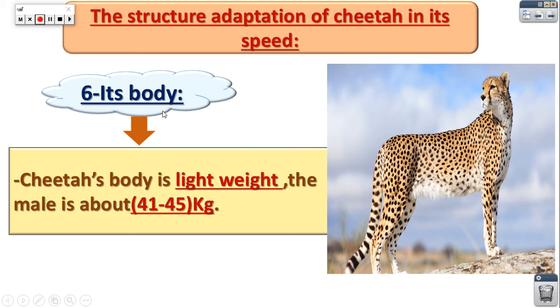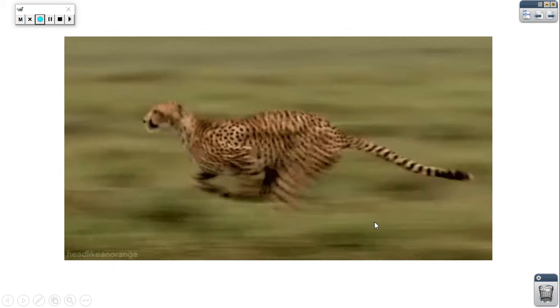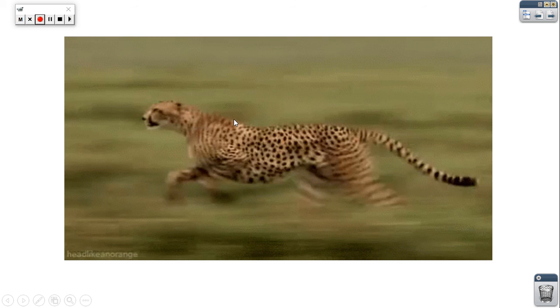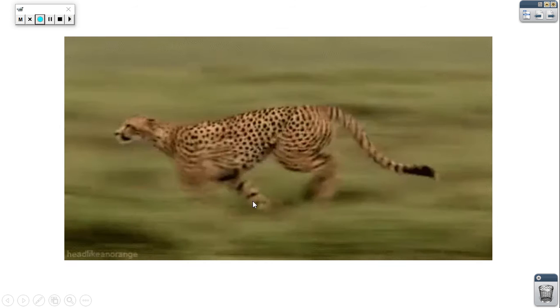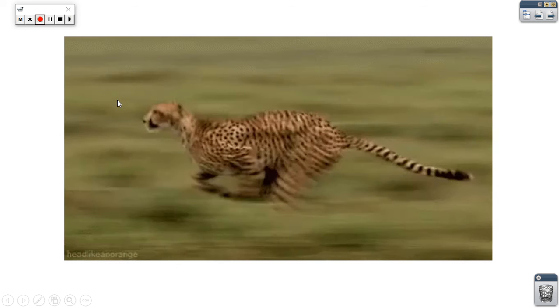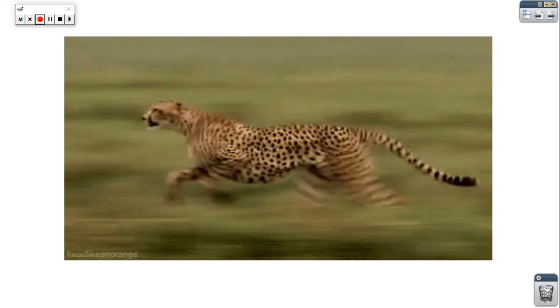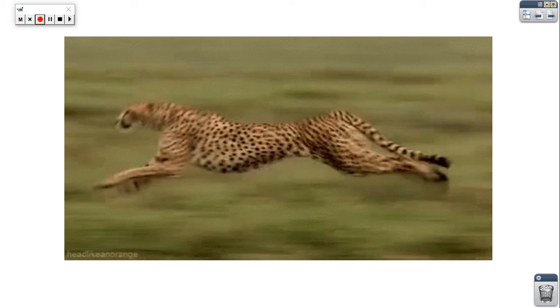Number 6, its body. The cheetah's body is light, it has a light weight. It's not heavy, so its speed will be faster. The male weight is about 41 to 45 kilograms. So the cheetah's body is not heavy, it's light, so it will help him to move faster. Like this, can you see? Its body compressed. This compression makes its body push forward. Why? Because the spine is like the spring.